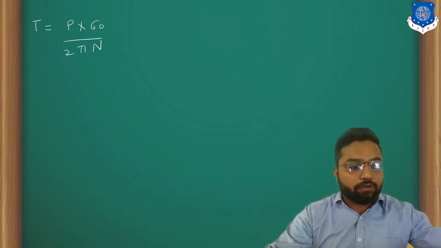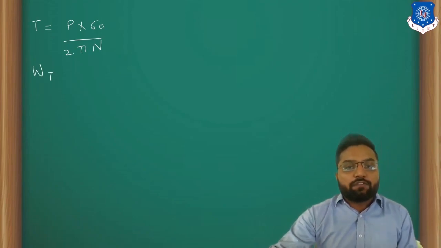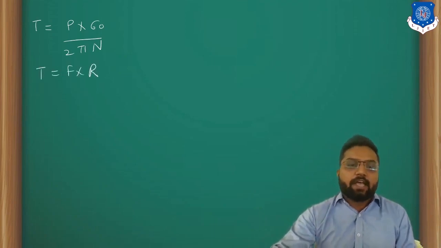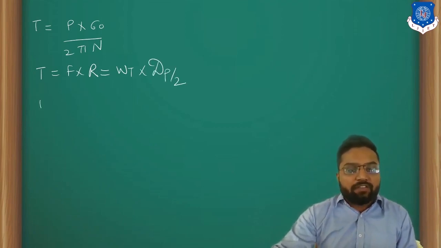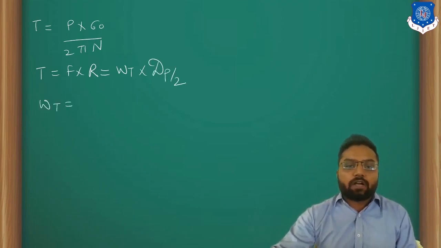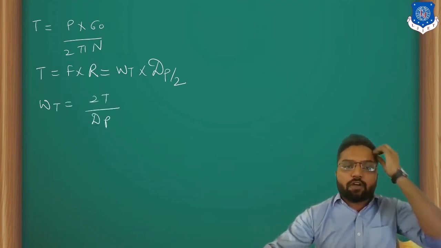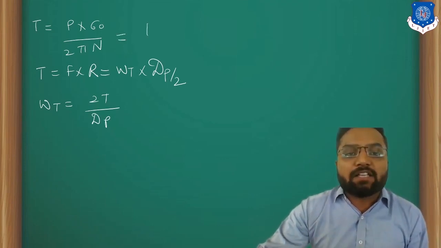Now how are we going to find Wt depending on this torque? So Wt is a force. Torque is nothing but force into radius. In our case, force is Wt and radius is dp by 2. So to find this Wt, we have to find torque. So Wt is 2T divided by dp. Clear? So first of all, we have to find torque. Here we have this power. Power is 15 kilowatt.